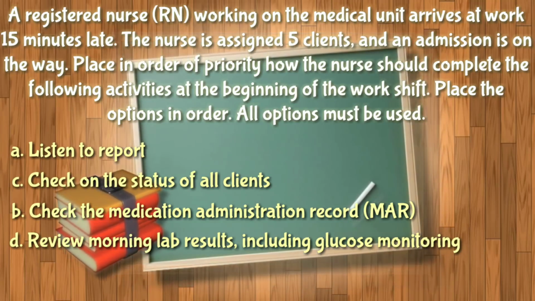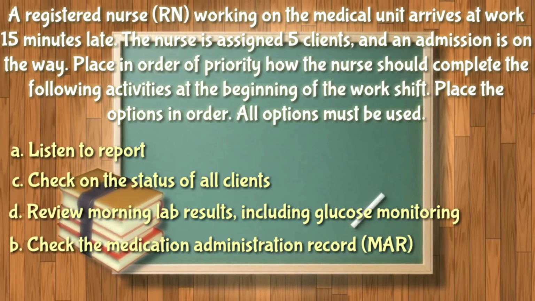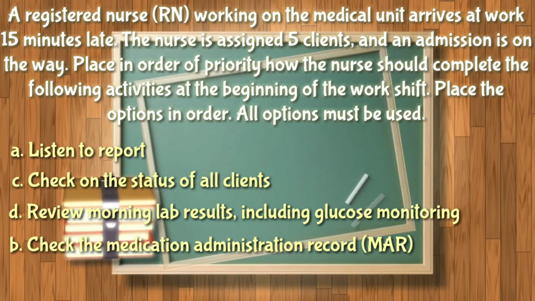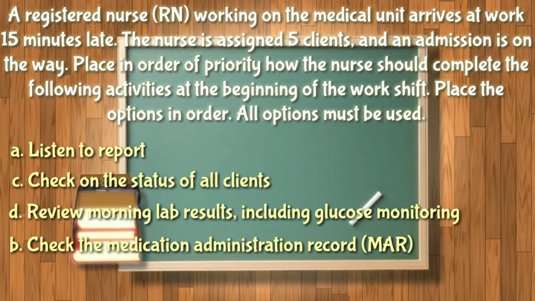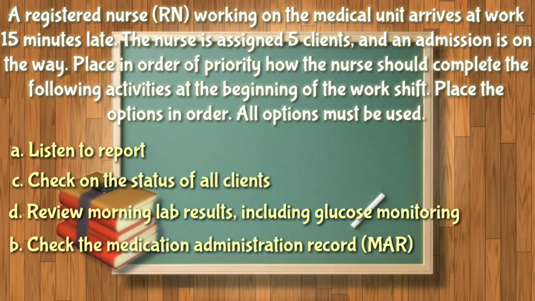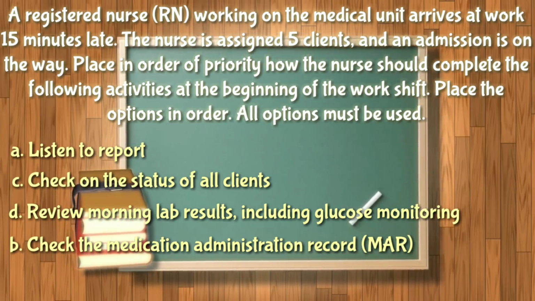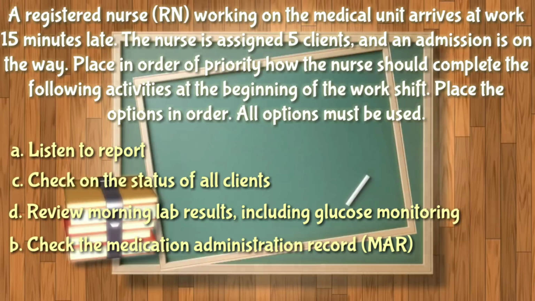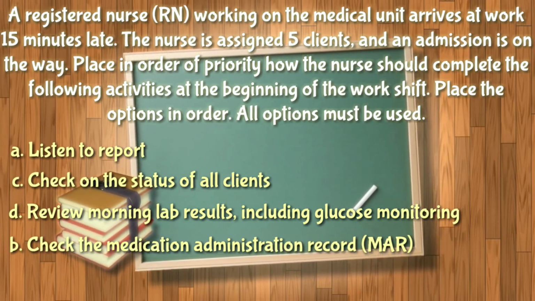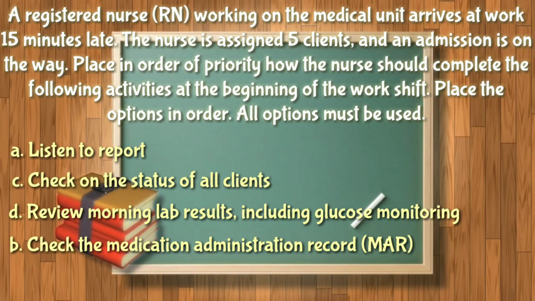Once the nurse has checked each client, the nurse should review AM labs. This information gives the nurse pertinent information that helps plan the day and detect subtle changes in a client's status, which allows earlier treatment and preventative intervention. So letter D is next. Then lastly, the nurse should review the MAR to detect priority medications. The laboratory results can impact the medication given, which is why they need to be checked before the MAR. So the final answer is letter A, letter C, letter D, and letter B.